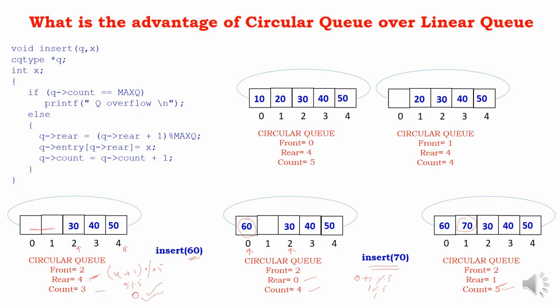Once an element is placed at the zero location, the next time you insert, next possible location is 1 only. So in the place of 1, an element is placed. In this way, you can utilize this space more efficiently than a normal linear queue. So this is the advantage of using a circular queue over linear.